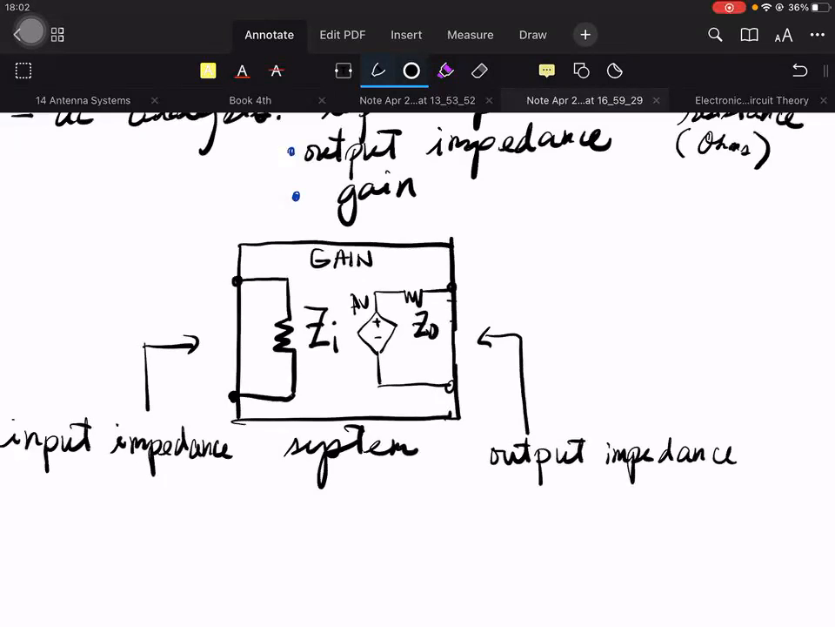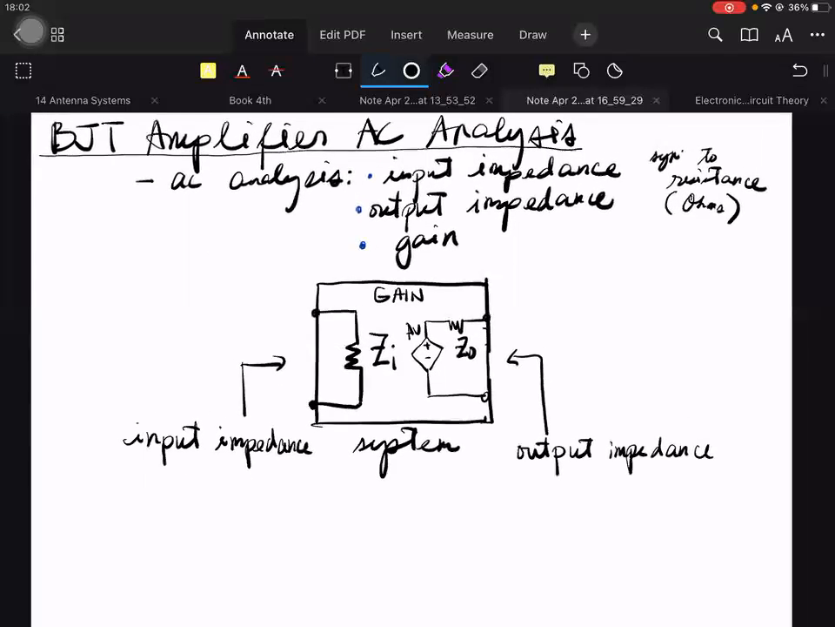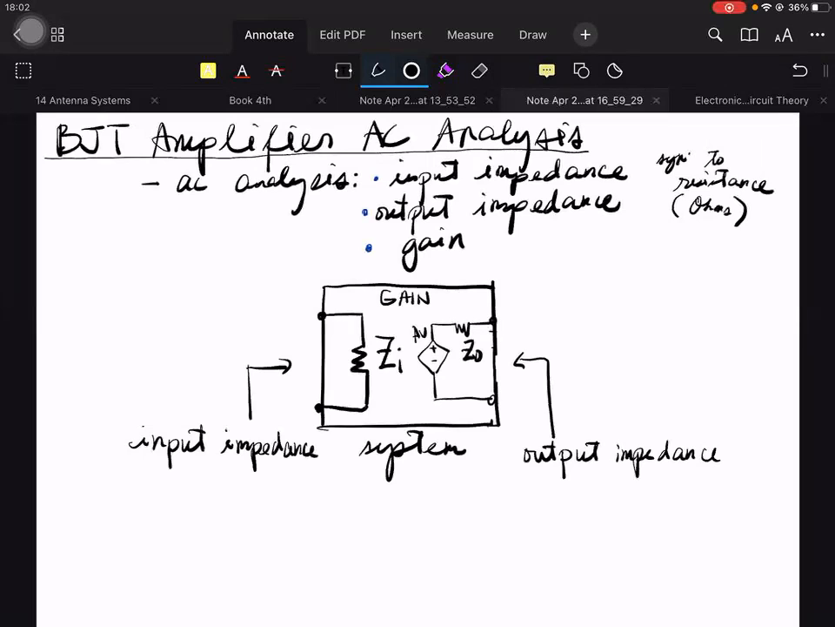Okay, so this will be our model for our systems approach, or systems point of view, of a BJT amplifier. So try to think, class, that the most important for us are the input impedance, the output impedance, and the gain. Okay?